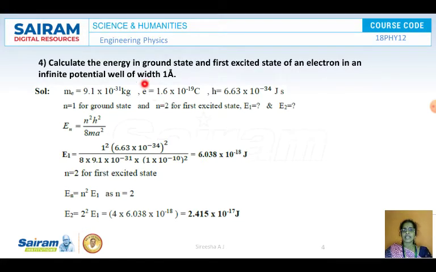Next, calculate the energy in the ground state and first excited state of an electron in an infinite potential well of width 1 angstrom. Similar to the previous problem, the only difference is that here it has been asked for the energy in the ground state and the first excited state. First excited state means n is equal to 2, ground state means n is equal to 1, for an electron in an infinite potential well of width 1 angstrom. So me is equal to 9.1 into 10 to the power of minus 31 kg. We know the mass of the electron, the charge of the electron, and the value of h is always constant.